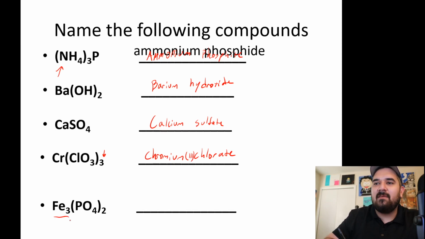So here we have iron and then PO4. PO4 is phosphate. Phosphate has a -3 charge. So we did a crisscross here, which means our iron has a 3 charge. So this is going to be iron(III) phosphate.